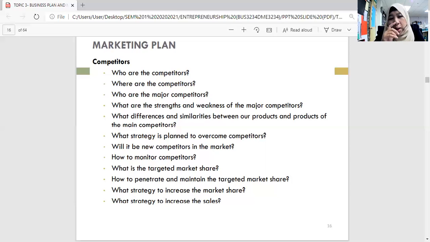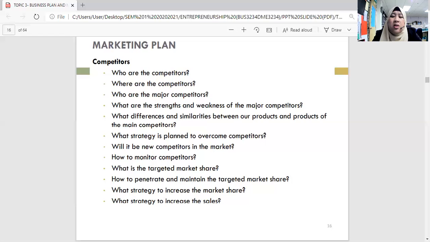So that's why you have to actually know how to monitor your competitors and what the targeted market share is. And the best thing is how to penetrate and maintain the target market share, in terms of the strategy to increase the market share, and what is the strategy to increase the sales.